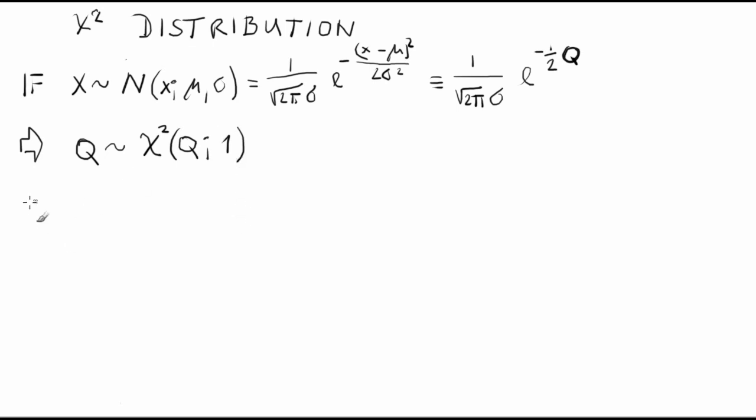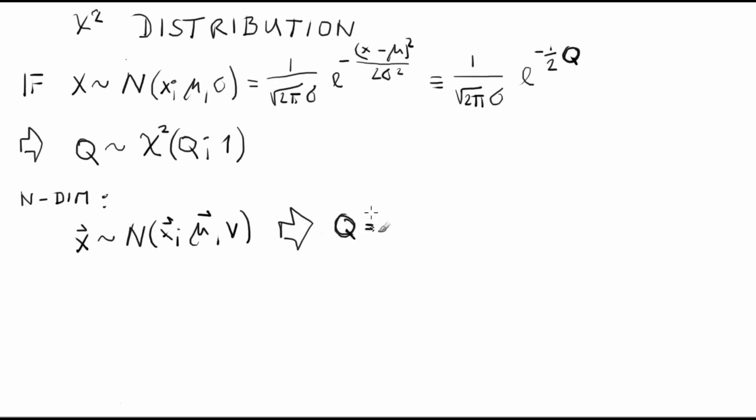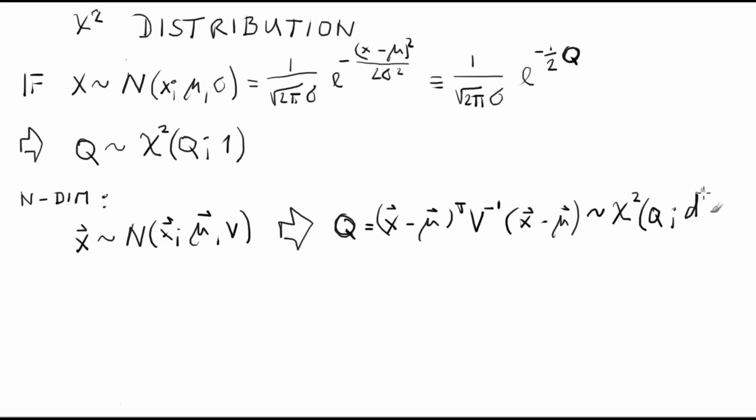We get a similar relation even for correlated variables. If x is distributed according to the normal distribution with the mean value equal to mu vector and the covariance matrix V, then the random variable q, defined as x vector minus mu vector transposed, times the inverse of the covariance matrix, times x vector minus mu vector, is distributed according to the chi-square distribution with the degrees of freedom equal to d, where d is the dimension of the vector x.